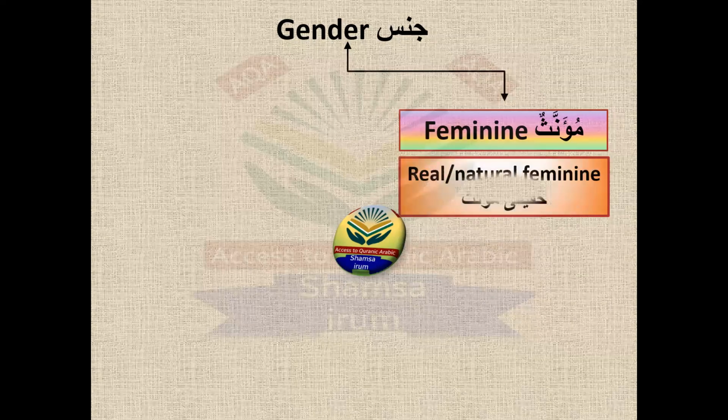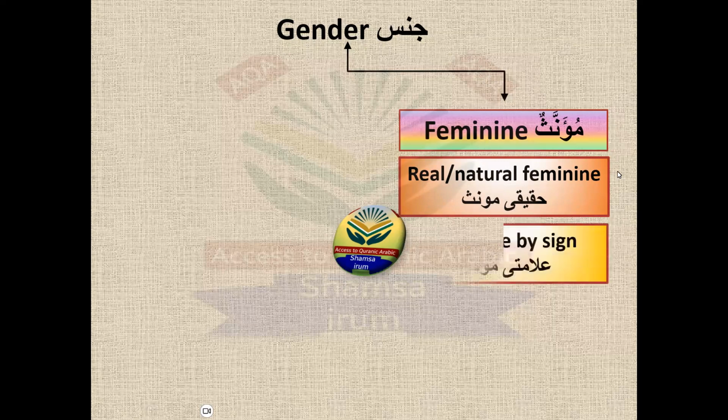is hakiki mu'annath, which means real feminine. I will go through all of these one by one, inshallah ta'ala. First of all, I will just discuss the names. The first one is the real feminine. The second is feminine by sign.